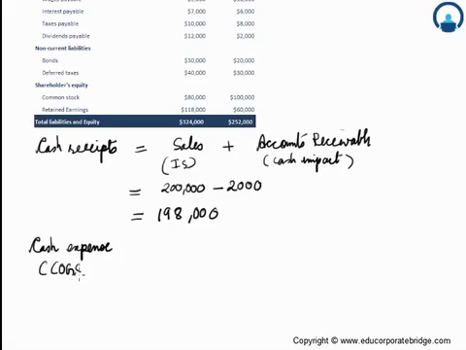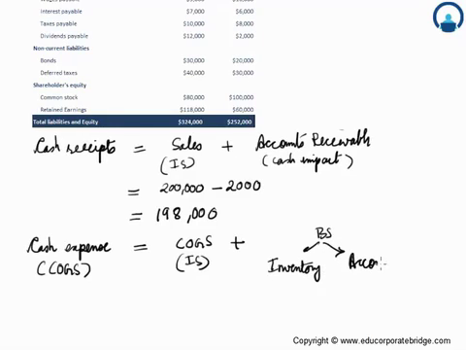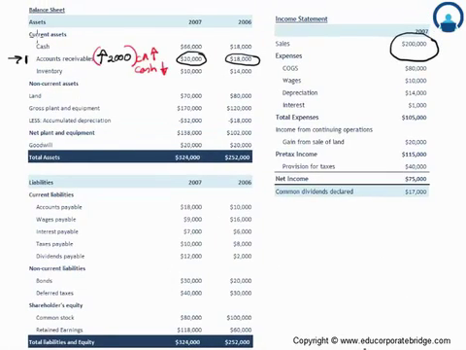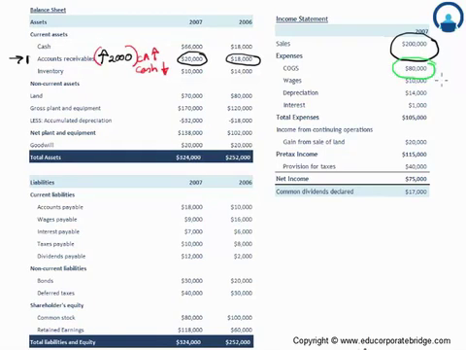related to COGS. Now cash expense related to COGS, we have seen earlier, we look at the income statement COGS first, plus there are two accounts in the balance sheet that affect the COGS. One is the inventory account and the second one is the accounts payable account. So we look at the cash impact because of these two balance sheet accounts. So let's look at these as such, and we go back to our balance sheet and the income statement. So let's identify those. Here we have COGS that is around 80,000.